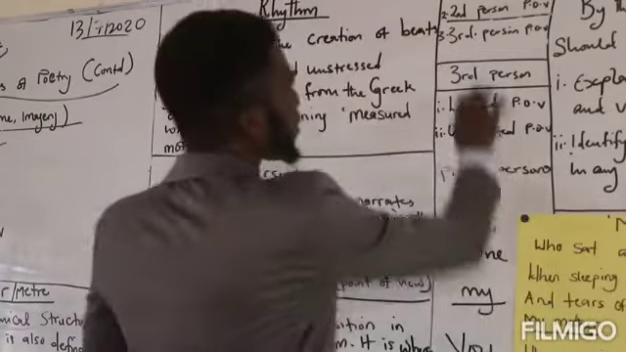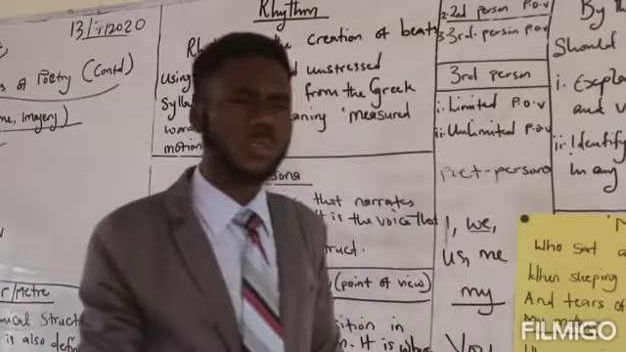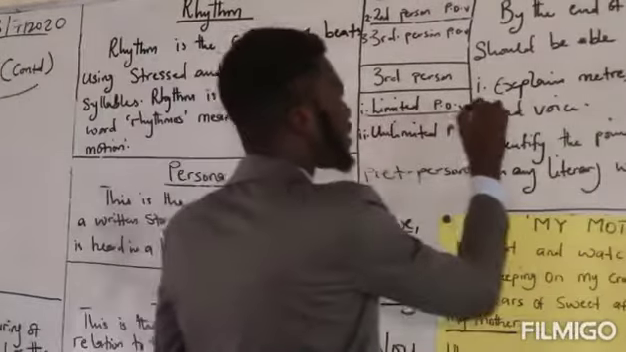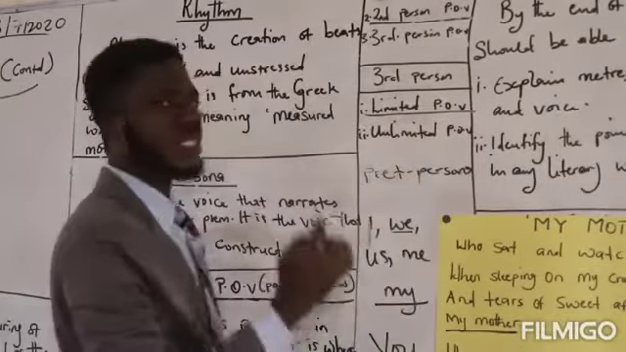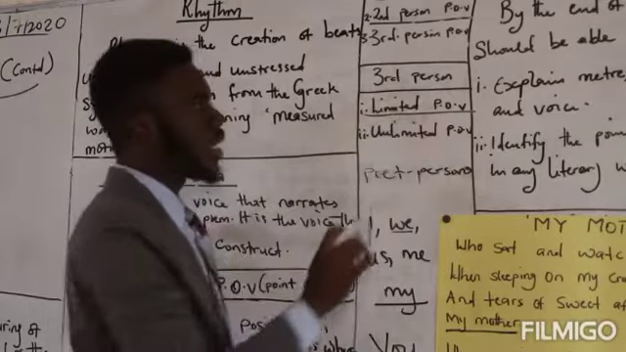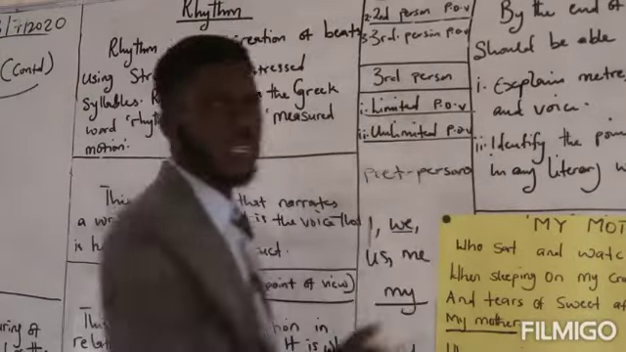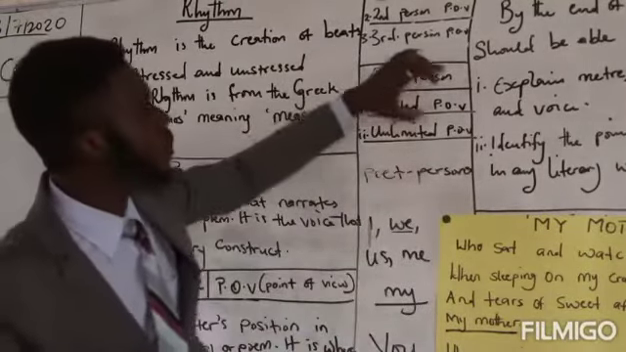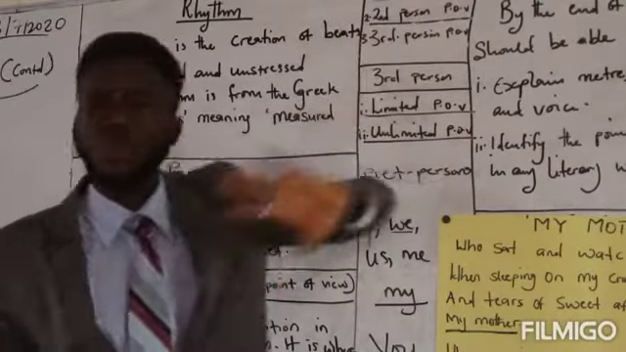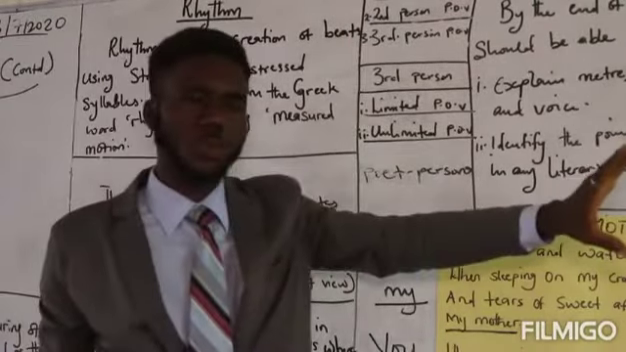Now, this third person point of view has two types. And these two types are limited point of view. It is supposed to be limited third person point of view, take notes. And then the unlimited. When you talk about the limited point of view, remember, the both of them are talking about that person. They are talking about a different group of persons altogether.